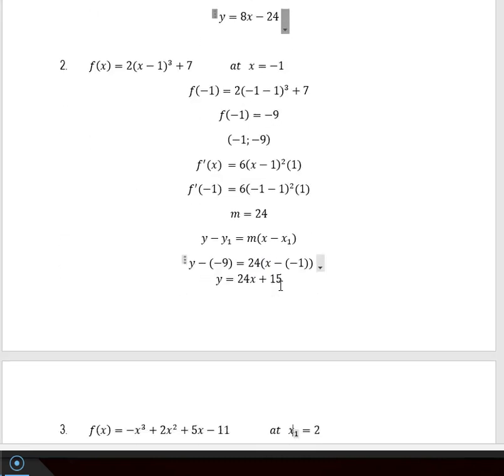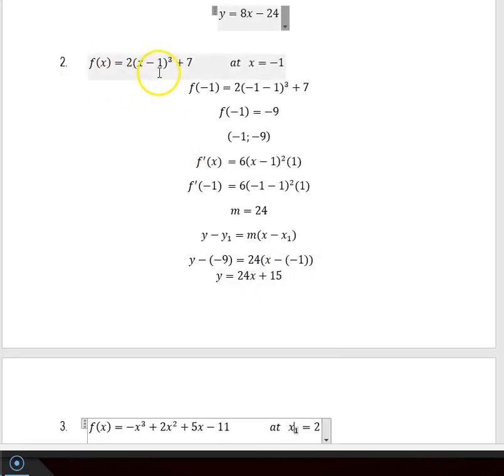Let's look at another example. Here we are given that function and at that point. So the first thing is to substitute x equals minus 1 in that function to find the corresponding y value. If I put minus 1 there, I'm going to have that. Open the bracket for that to the power of 3 times that and add 7, and I'm going to have minus 9. That means that's my y value. So this becomes my 2 corresponding values, your x1 and your y1.